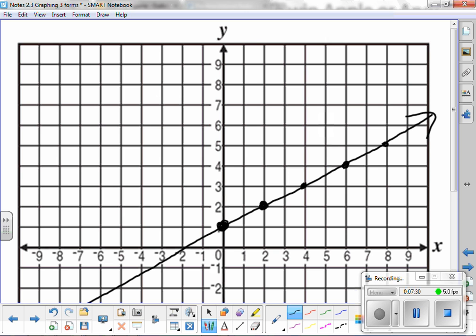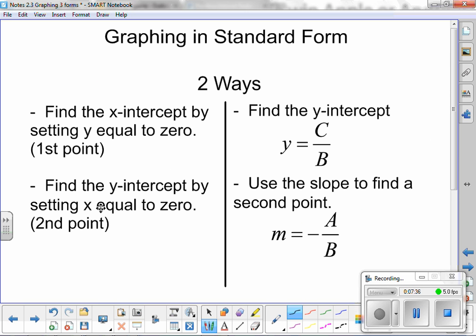Graphing in standard form, there are 2 ways to do this. I will accept either way, but you do have to show me. If you pick this first way, then you have to show me what your x-intercept and your y-intercept are before you graph. If you choose the second way to graph, then you have to show me what your y-intercept is and what your slope is. Oh, I forgot to put standard form up here. So standard form is ax plus by equals c.